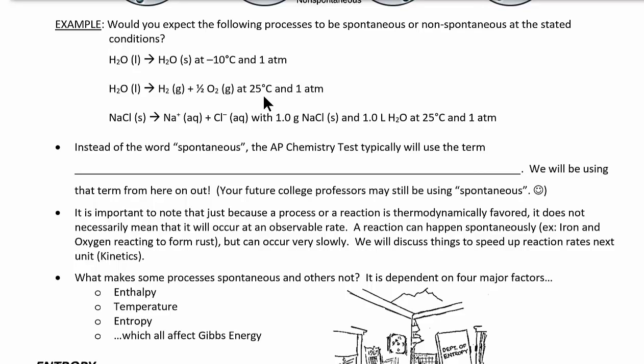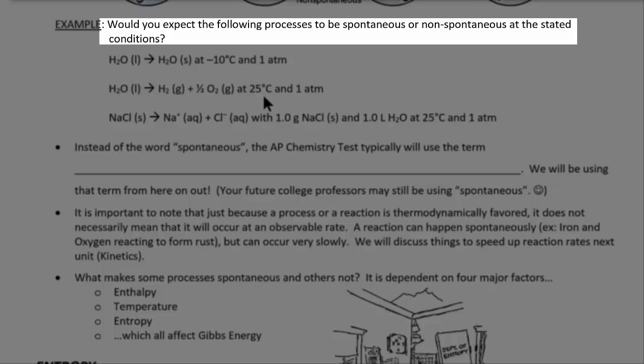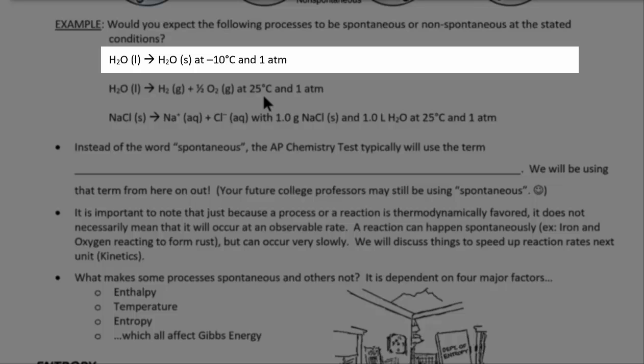So let's look at this first example here. Would we expect the following processes to be spontaneous or non-spontaneous at the stated conditions? So these are things that you already know and that you can figure out. So we have some liquid water and it goes to solid water. In other words, we've got some liquid water that we can drink and it's going to turn into ice. The temperature is negative 10 degrees C in 1 atmosphere. 1 atmosphere is room pressure, what we feel all the time, but negative 10 degrees C is not. At room temperature, we would not expect this process to just happen spontaneously. But if we were in a room of negative 10 degrees C, since water freezes at 0 degrees C, we would expect this to happen spontaneously, this process right here. So this would be spontaneous. And I'm just going to put spont.